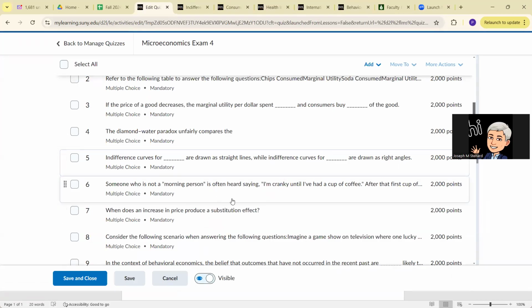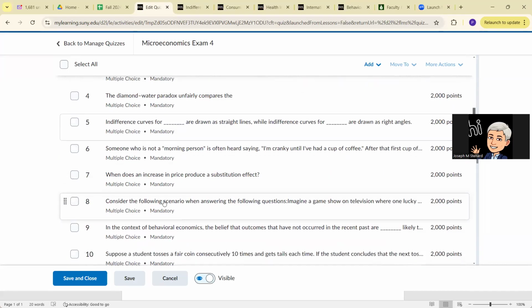Someone who's not a morning person is often heard saying, I'm cranky until I've had a cup of coffee. After that first cup, you'll get that question right. And what they're getting is marginal utility, a lot of marginal utility from that first cup of coffee. When does an increase in price produce a substitution effect? When people choose to buy less of that good and more of something else.